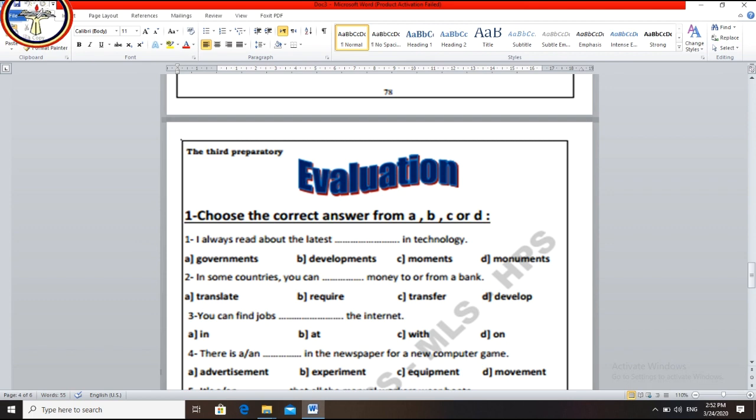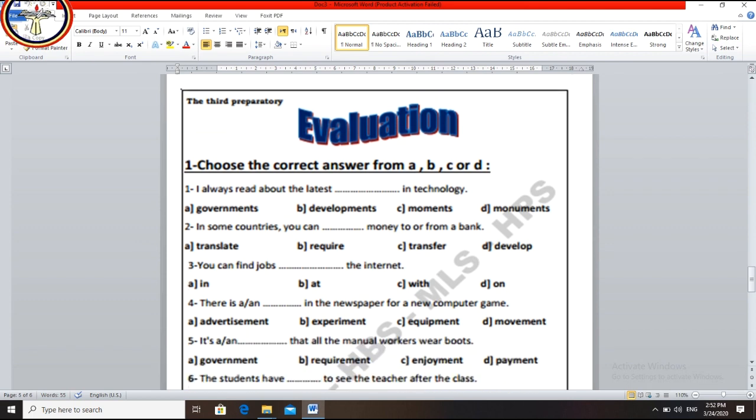Number 2: In some countries, you can transfer money to or from a bank. Okay, Iyad. Yes, good effort. Transfer. Number 3: You can find jobs on the internet. Rawan? Yes, on.